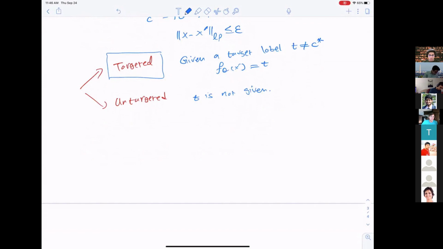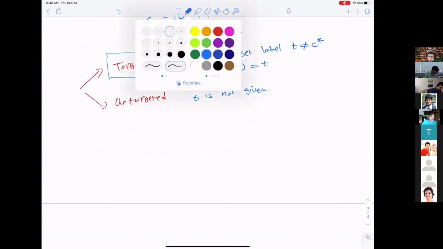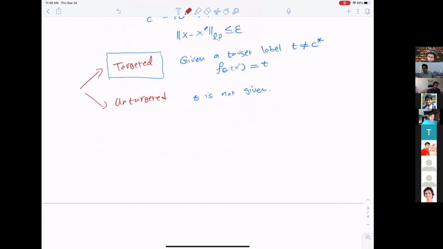Okay, all right. So another classification of the attacks is based on how much information the adversary has access to. So we have white box attacks and we have black box attacks. In the white box attacks, the adversary basically knows everything about the model, about the parameters of the model, about the defense. Adversary basically knows everything.